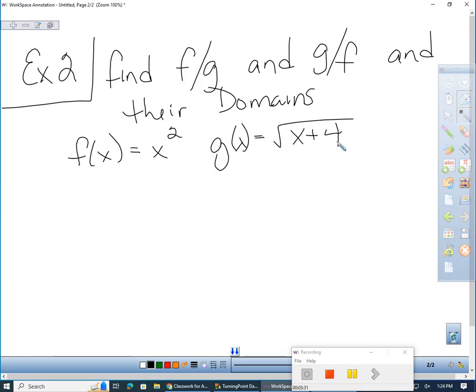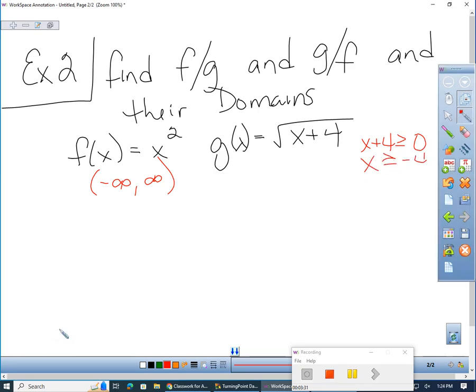All right, so first of all, what's the domain of f of x? Very good. It is negative infinity to infinity. I agree, because there's no x in the denominator and there's no x inside a square root. For g of x, what's my domain? I take what's inside here, x plus 4, and set it greater than or equal to 0. Subtract 4 over, so x has to be greater than or equal to negative 4. Right? Or I can write it as negative 4 to infinity.